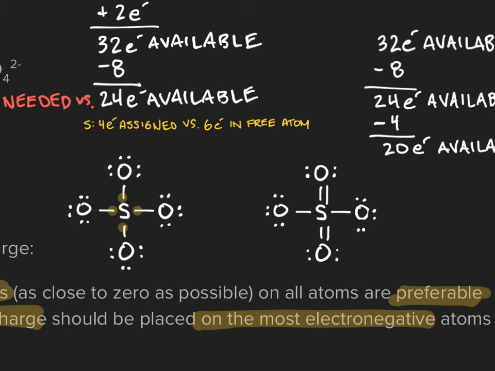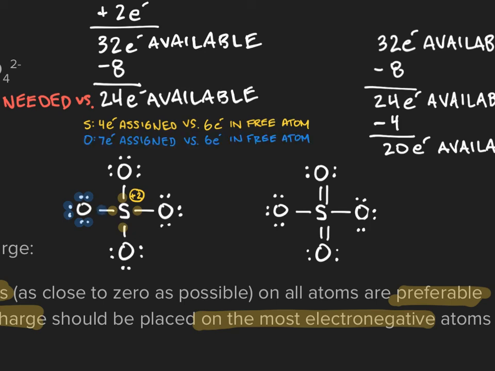So that would imply it has 2 fewer electrons than it would have assigned to it if it was an atom by itself. And as such, the formal charge on the sulfur here is +2. And have a look at each of those oxygens now. Each of the oxygens has 3 lone pairs for a total of 6, plus 1 out of the bonded pair we assigned to it as well, for a total of 7.